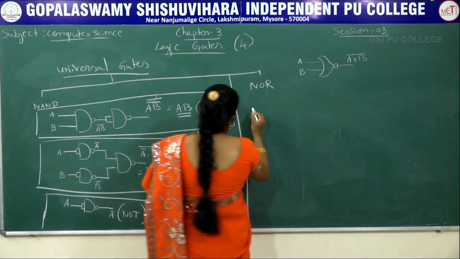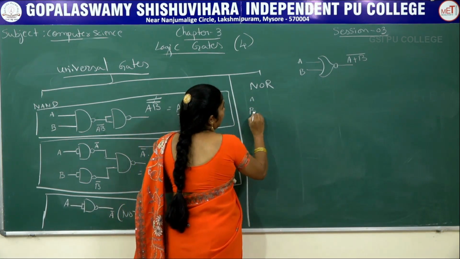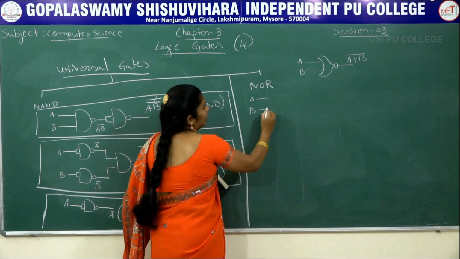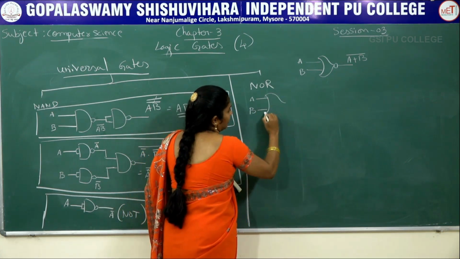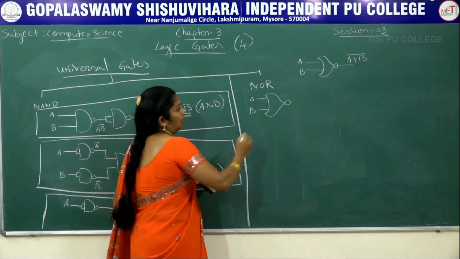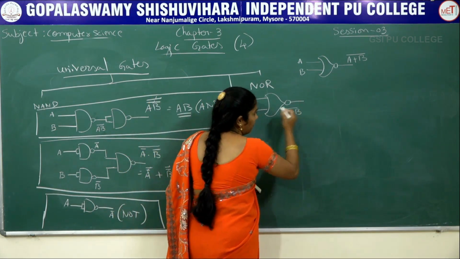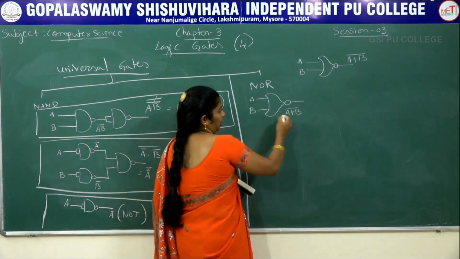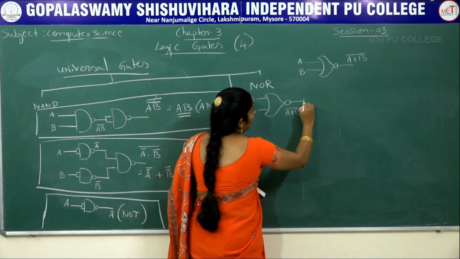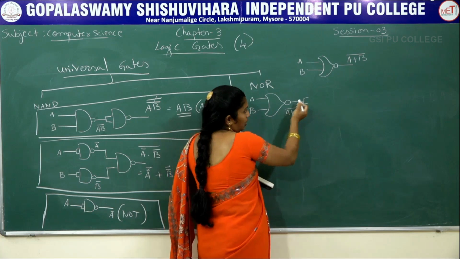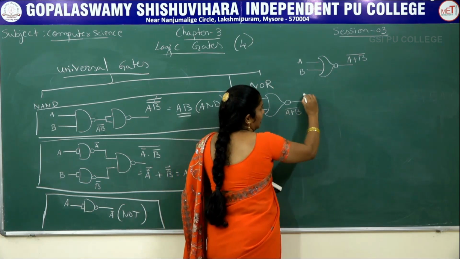Now one by one, same pattern I have to write. A, B, 2 input, NOR symbol here we are writing. Output. Then what is the output here we get? A plus B whole bar. Once again, write down the NOR symbol only. Make this 2 input, 1 input to 2 input. Then connect it here.